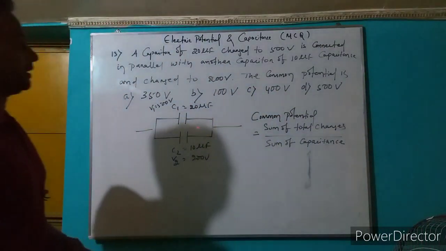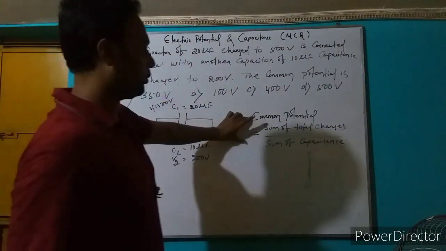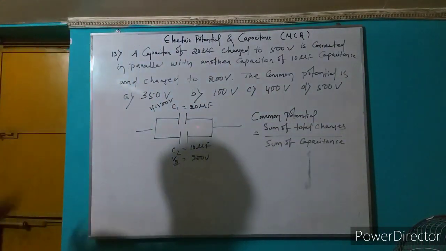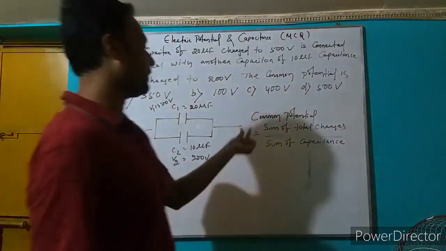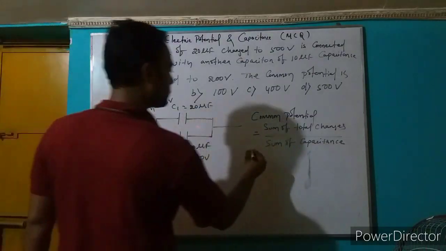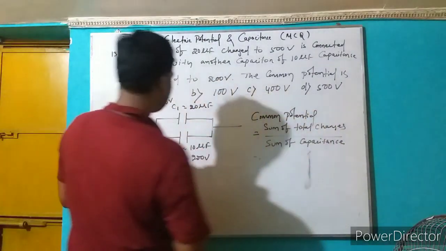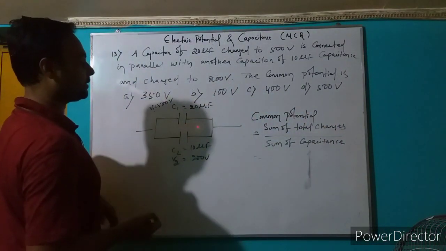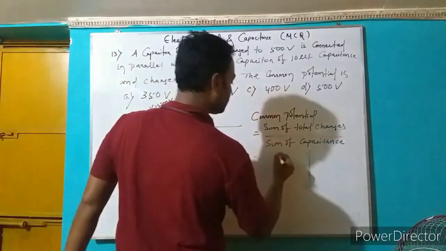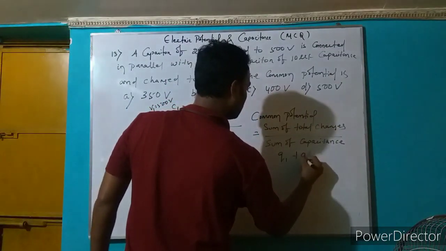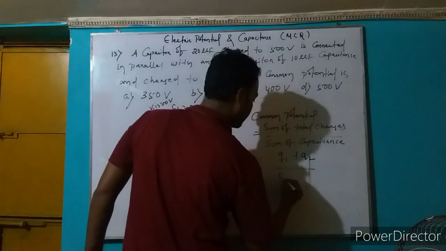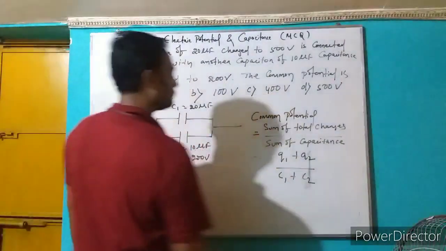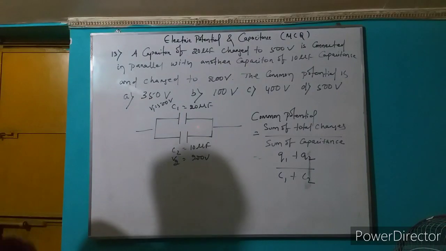Please note it. This is a very important formula for your exam. Common potential is equal to the sum of total charges divided by the sum of capacitance. Two capacitors are there, so they contain two charges, Q1 plus Q2, divided by the two capacitances, C1 plus C2. Clear?